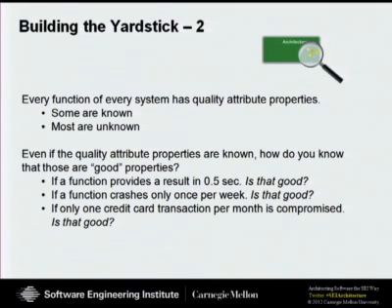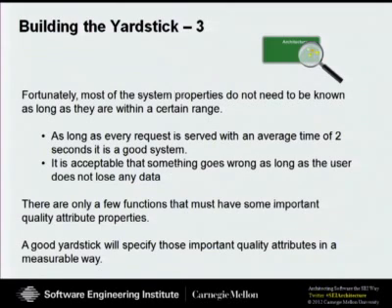Well, I don't know. So for example, I have a function that provides a result within half a second. Is that good? Or if a function crashes once a week, is that good? If only one credit card transaction per month is compromised, is that good? Well, we don't know. So where we need to go here is that we need to sift through all that information that is possible there. Now, we get a little bit of help.